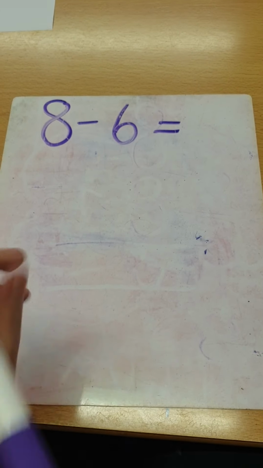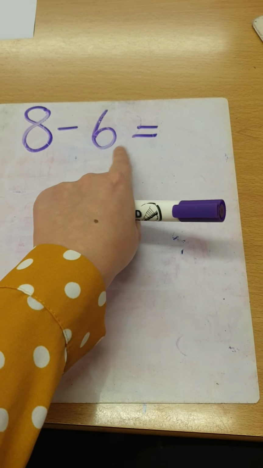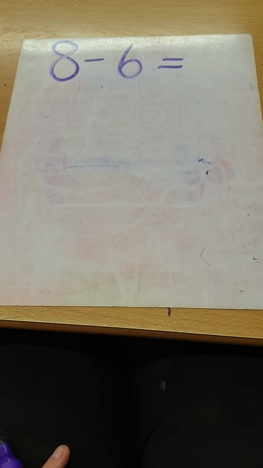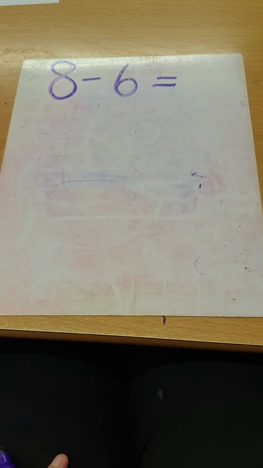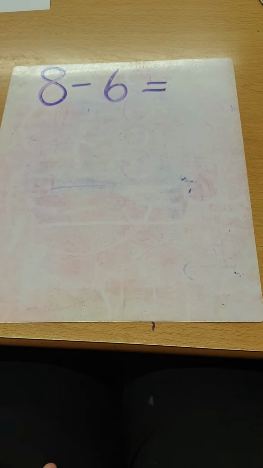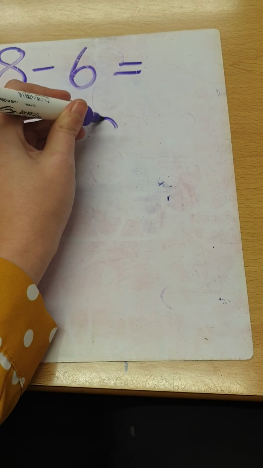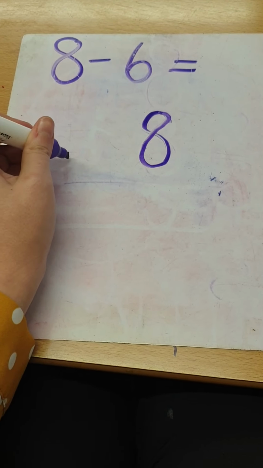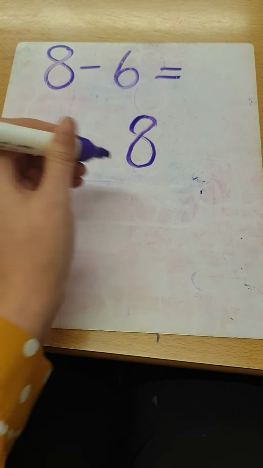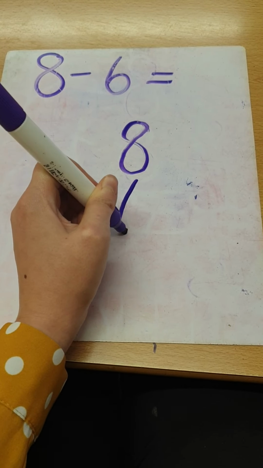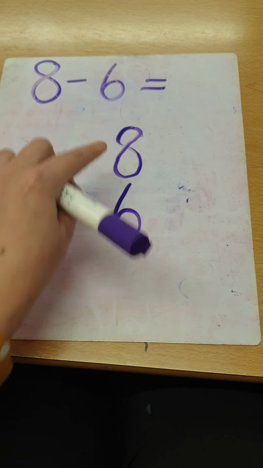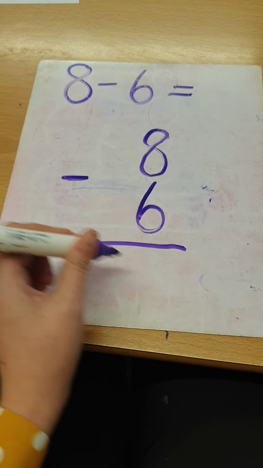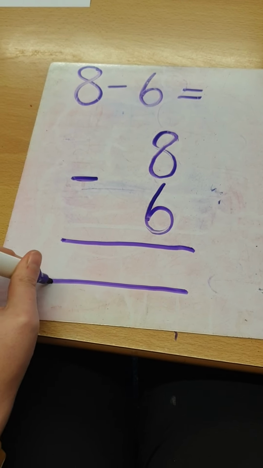Let's have a look at another one here. I've got 8 take away 6 equals something. So how am I going to set this out, children? Brilliant. I'm going to set it out in column subtraction form. So I'm going to put 8 first because that is my biggest number, and then I'm going to do my takeaway here. And I'm going to put my 6 underneath because they're both ones, so both the ones go under each other. And then I'm going to do my nice equal sign here.